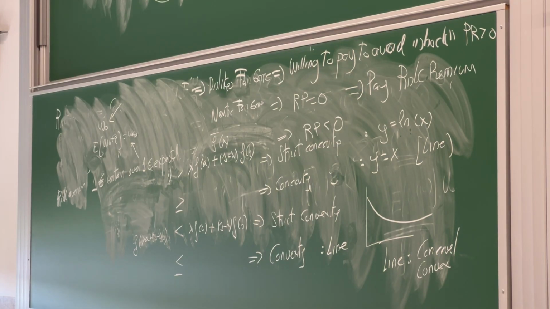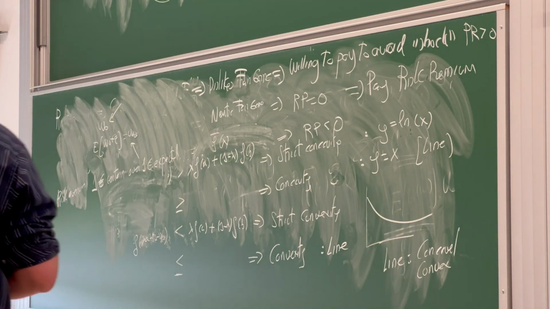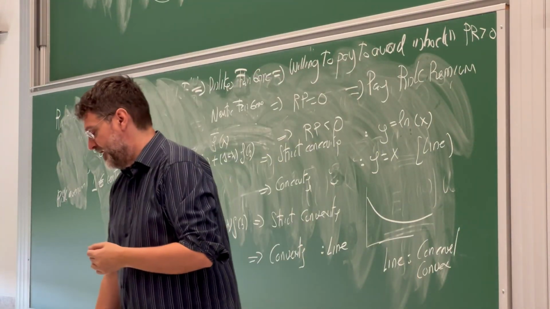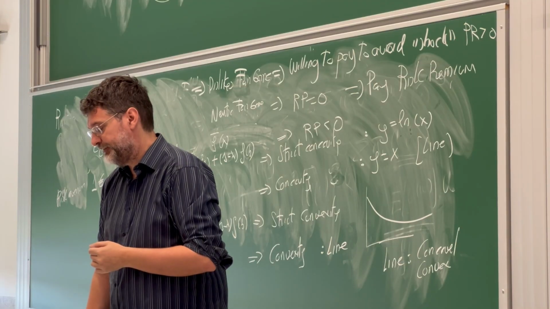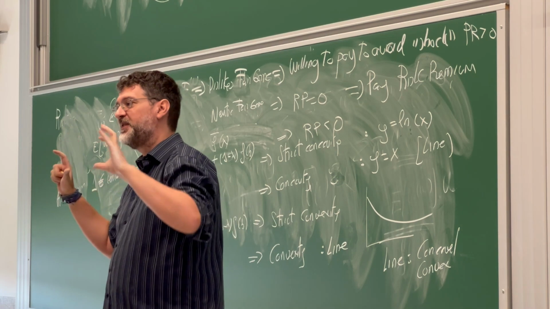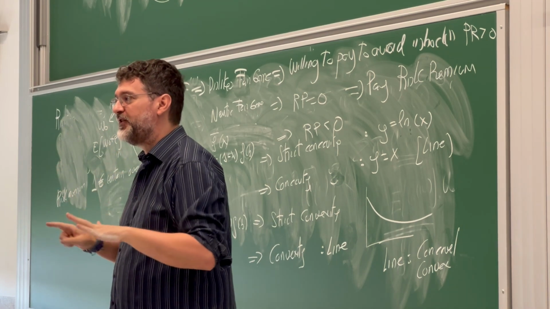Okay? Understood, guys? We can elaborate a little more on this idea of expected utility and say something about the preference and the risk premium. Let me do that and we finish today. Okay?